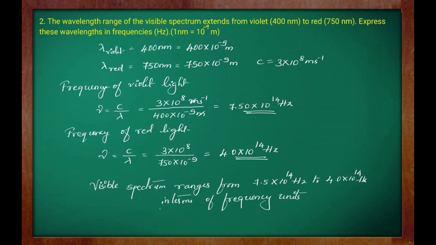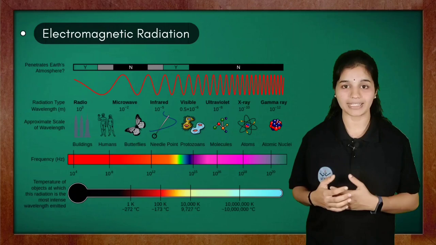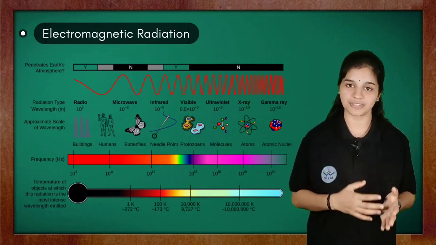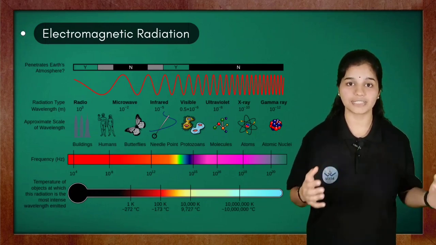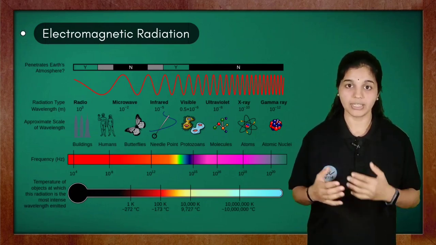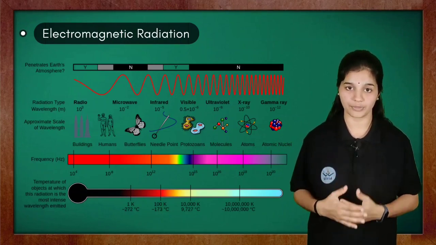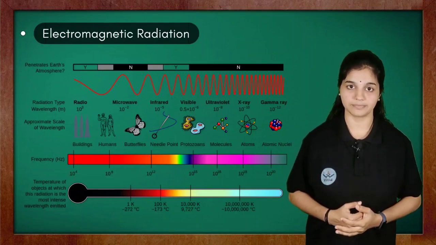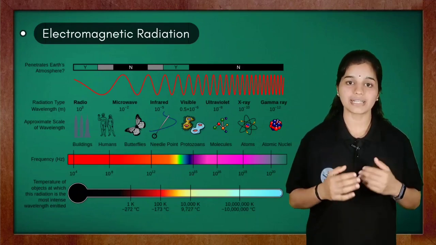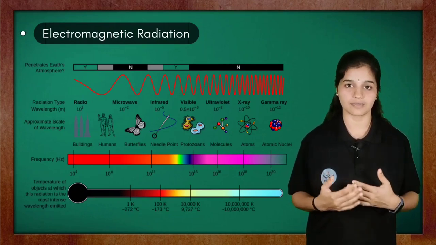And this is how you can solve this particular problem. There are various types of electromagnetic radiations based on its wavelength or its frequency. We can arrange all the different types of electromagnetic radiation according to the increasing order of wavelength or decreasing order of frequency. It is termed as the electromagnetic spectrum. Different regions of this spectrum have different names based on its frequency as well as wavelength.